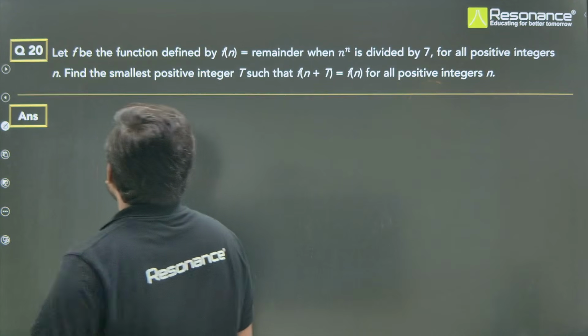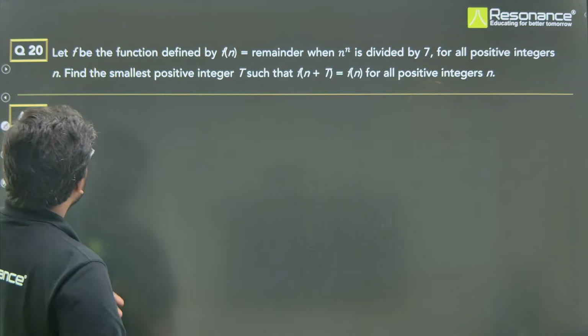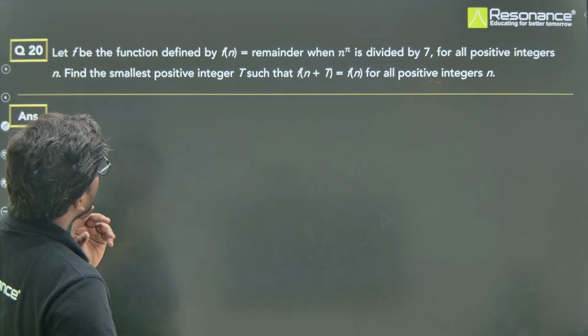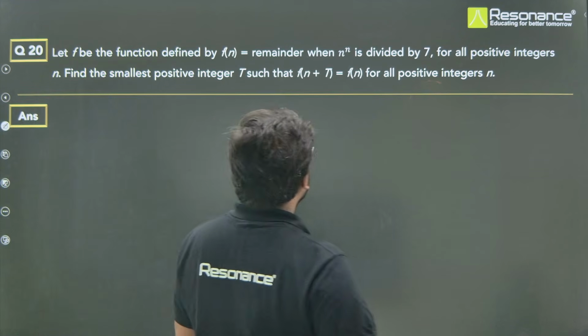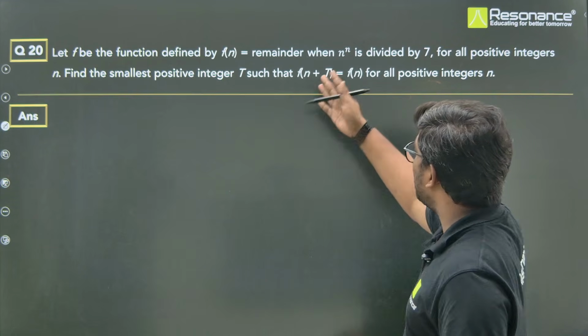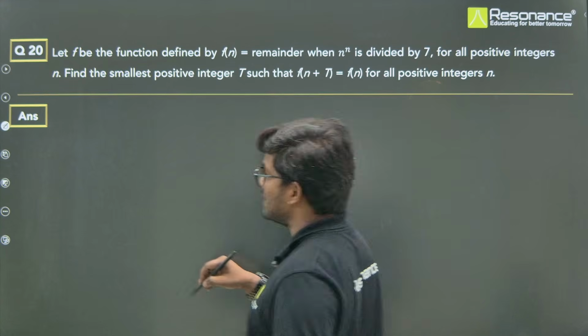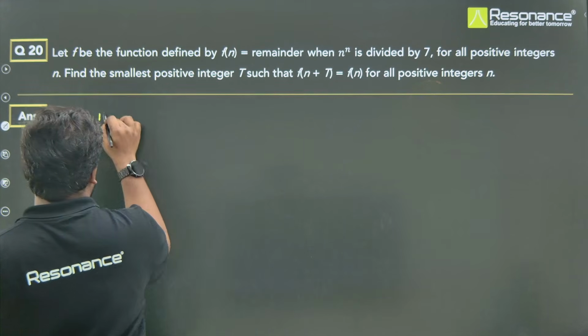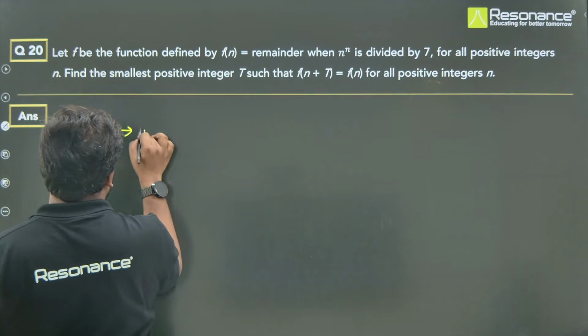So they defined a function which identifies the remainder when n power n is divided by 7.